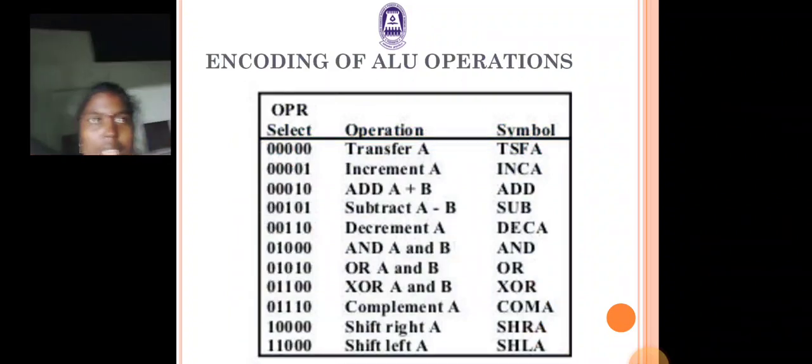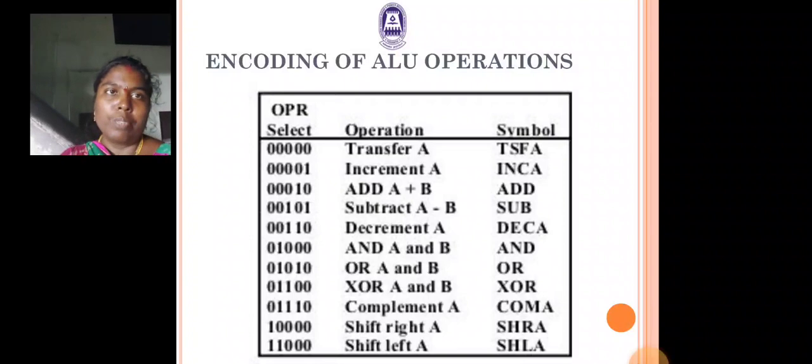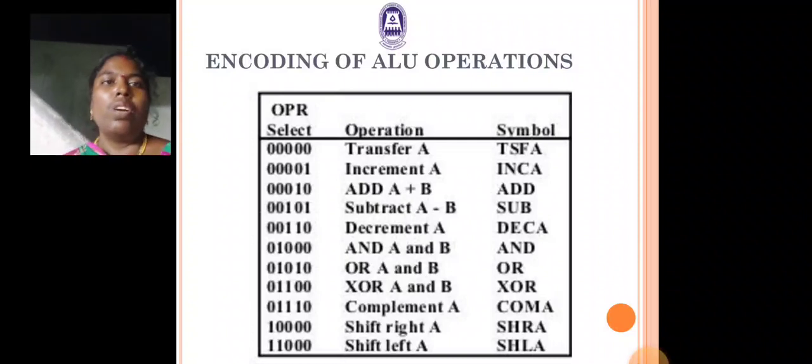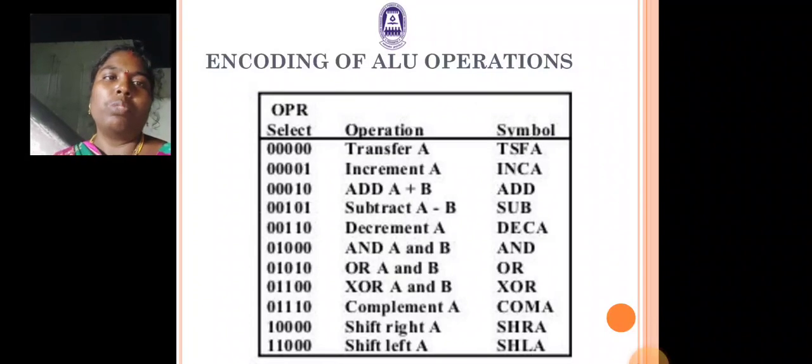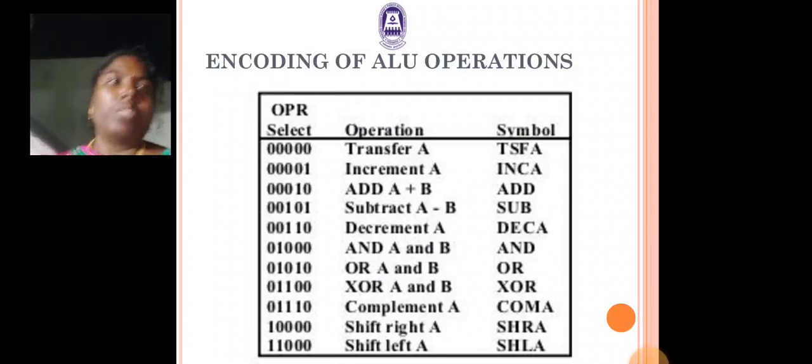Here I specify the ALU operation encoding. 00000 specifies just transfer A, 00001 specifies increment A, 00010 specifies the add operation, 00101 specifies the subtract operation, 00110 specifies the decrement operation, 01000 specifies A AND B, 01010 specifies the OR operation, 01100 specifies the XOR operation, 01110 specifies the complement operation, 10000 specifies the right shift operation, and 11000 specifies the left shift operation.